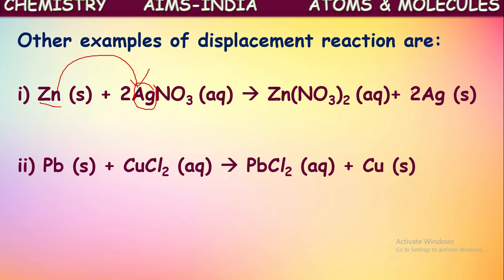Lead on reaction with copper chloride forms lead chloride plus copper. Here, lead is more reactive than copper. It is replacing copper from its compound. Okay, these are examples of displacement reactions.